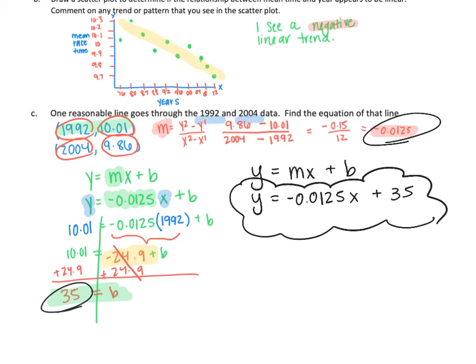Remember that our y here is our dependent variable. This is the race time. This is our slope. Our x is our independent variable, which in this case is the year. And our 35 is our y-intercept. That's where this graph starts. Please make sure you have all of this down before we move on to our next screen.